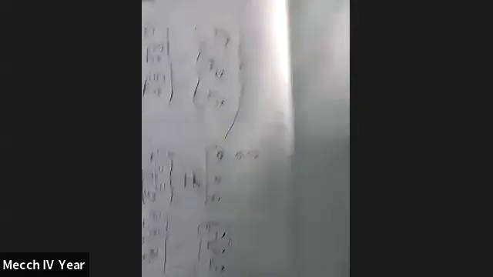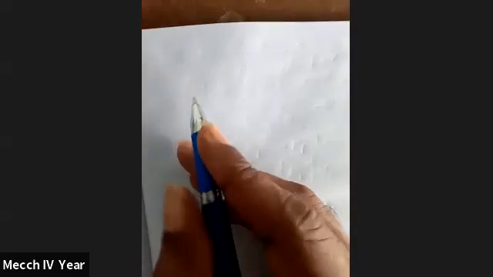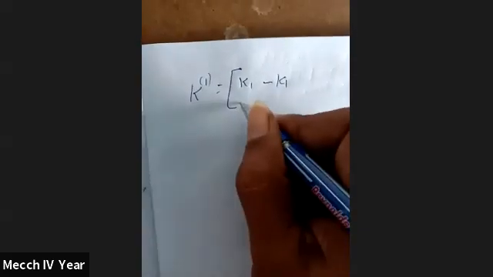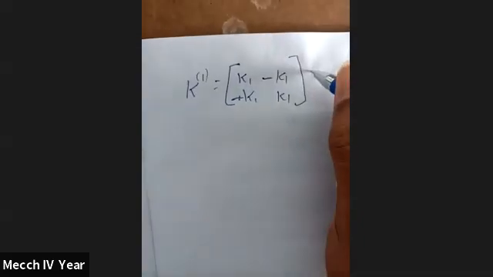In this direct stiffness matrix, the element 1, as in the previous one, this is K, first element. What can you write? K1 minus K1, minus K1 K1. You can write like this. And this is associated with U1 and U3.